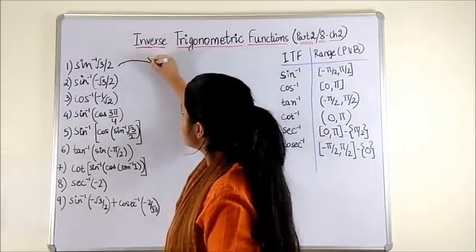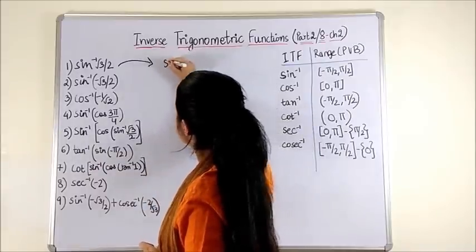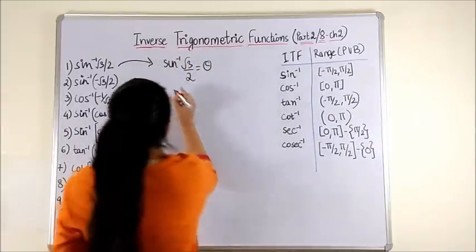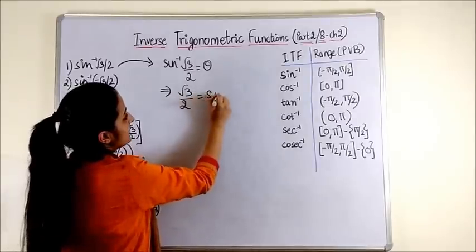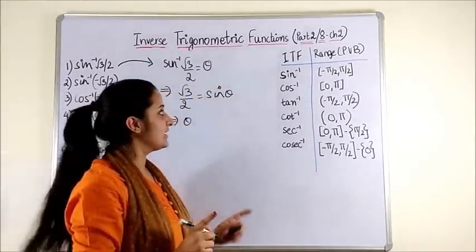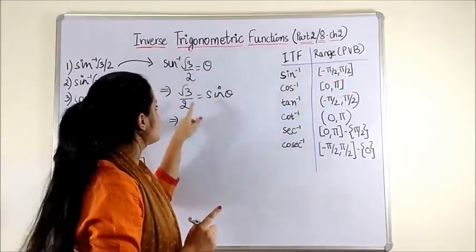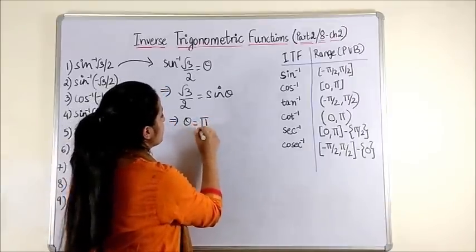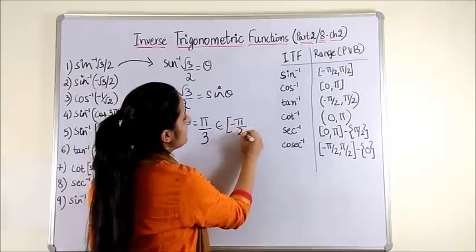Now, if you have sine inverse of root 3 by 2, just assume it to be as some theta. This implies root 3 by 2 is equal to sine theta. Now, which is the angle which is lying in your principal value branch where I get my value as root 3 by 2? Well, the answer is straight. It is pi by 3, which also belongs to the PVB.